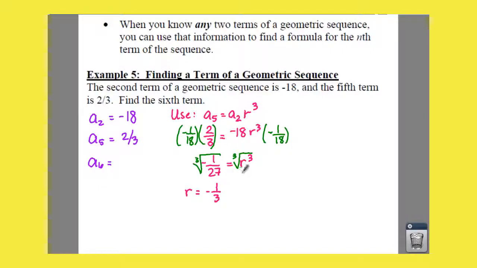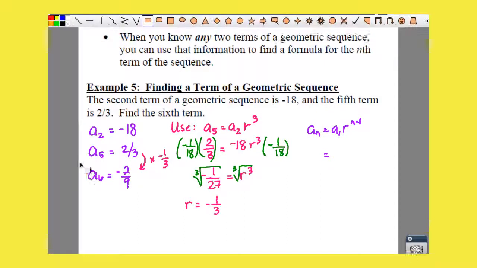Now you could plug in to find your whole equation, by using a sub n equals a sub 1 times r to all that stuff, and you could plug in values. But don't we know if our ratio is a negative 1/3 that we can just multiply your previous term, since we're trying to find a sub 6, by a negative 1/3? So if we take 2/3 times a negative 1/3, you're going to end up getting a negative 2/9. That is how you can find your sixth term.